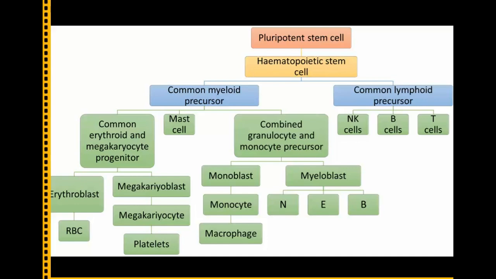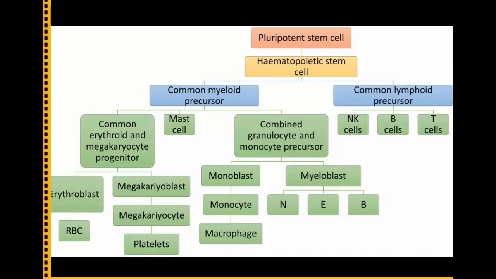So, there are pluripotent stem cells. From them, hematopoietic stem cells differentiate. Then these hematopoietic stem cells differentiate into common myeloid precursor cells and common lymphoid precursor cells. The common lymphoid precursor cells are the ones that become natural killer cells or NK cells, B lymphocytes and T lymphocytes. These are cells of the immune system. B cells and T cells both are lymphocytes.